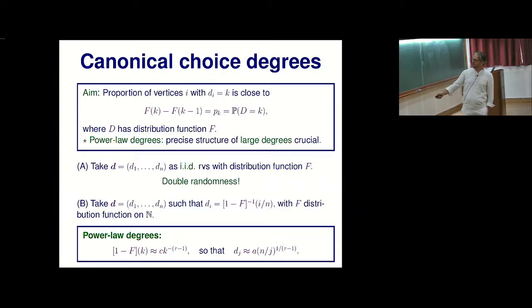All right, and as I've been saying before, we will often be interested in power law degrees, and in this case, the tail distribution function decays like an inverse power of k, and if you then do this, it means that the degrees are growing like a power of n divided by j. So for a typical j, this is a bounded number, but if j is 1, this is a power of n. So that means that the largest degrees are really going to be very large, and they could have a pronounced effect in the network structure. That's what we would like to investigate.